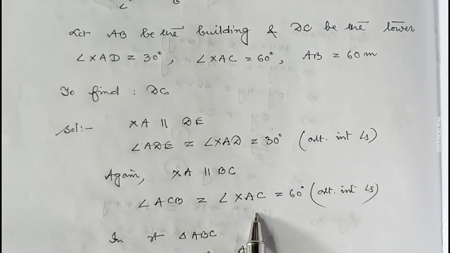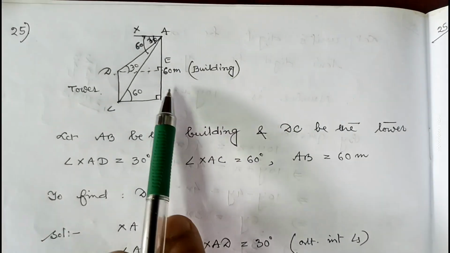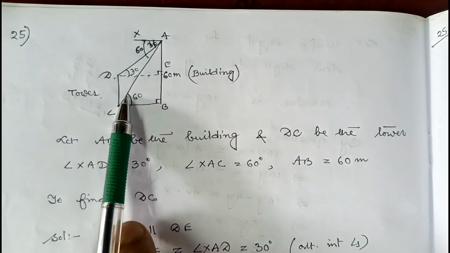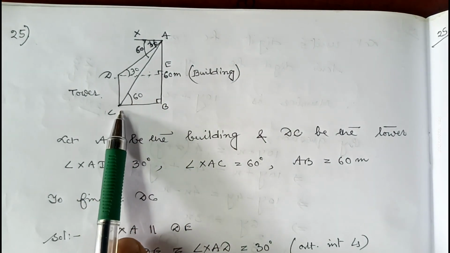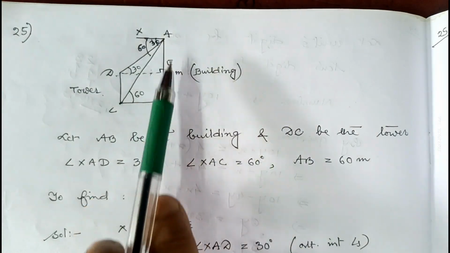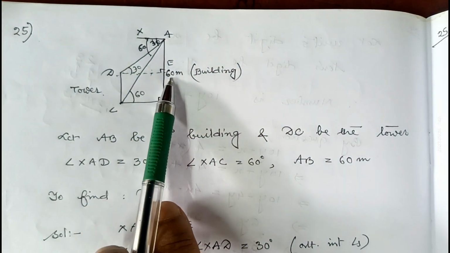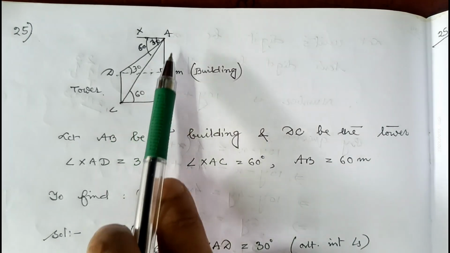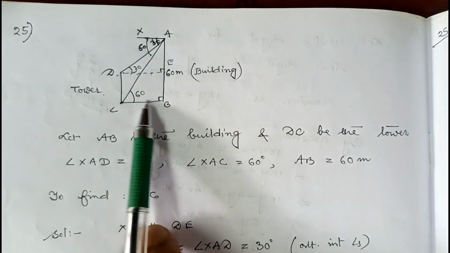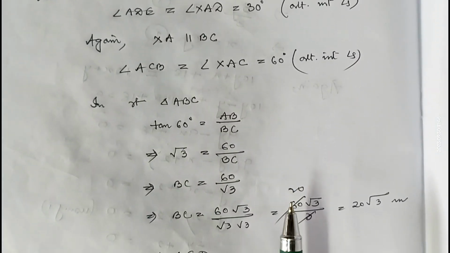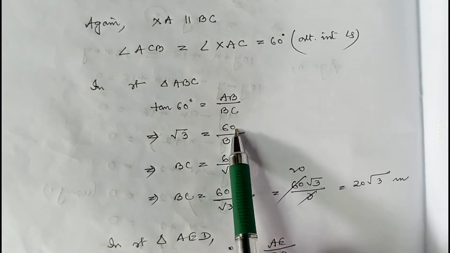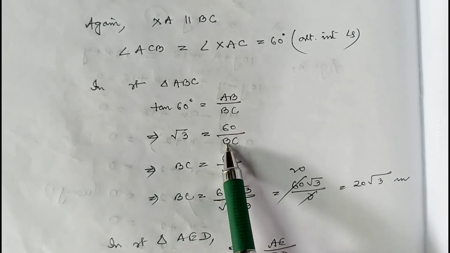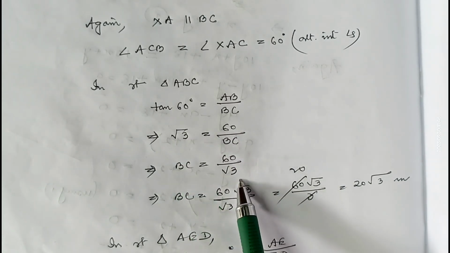So these two we have to mention first. Now, if we consider angle ABC, in this triangle this is 60, this angle is known. We can calculate BC. So in triangle ABC, height is 60 meter, base is not known. This is 60 degree. So first of all, from the triangle ABC, we will calculate BC. So in right triangle ABC, tan 60 is AB by BC, tan 60 is root 3, 60 by BC. So BC equal to 60 divided by root 3.